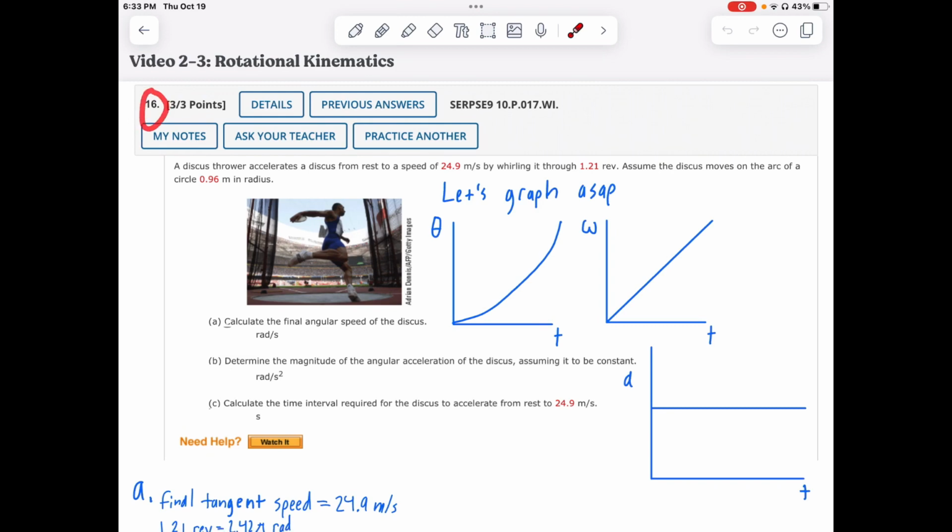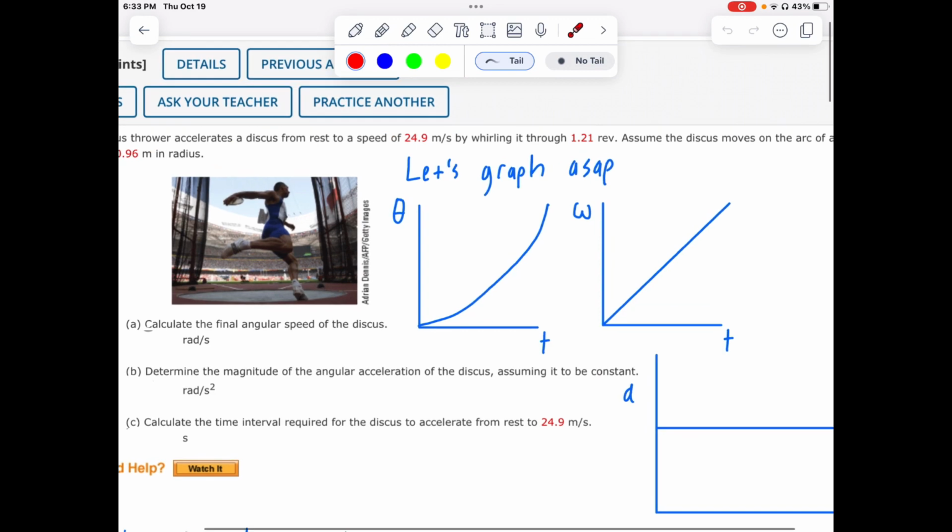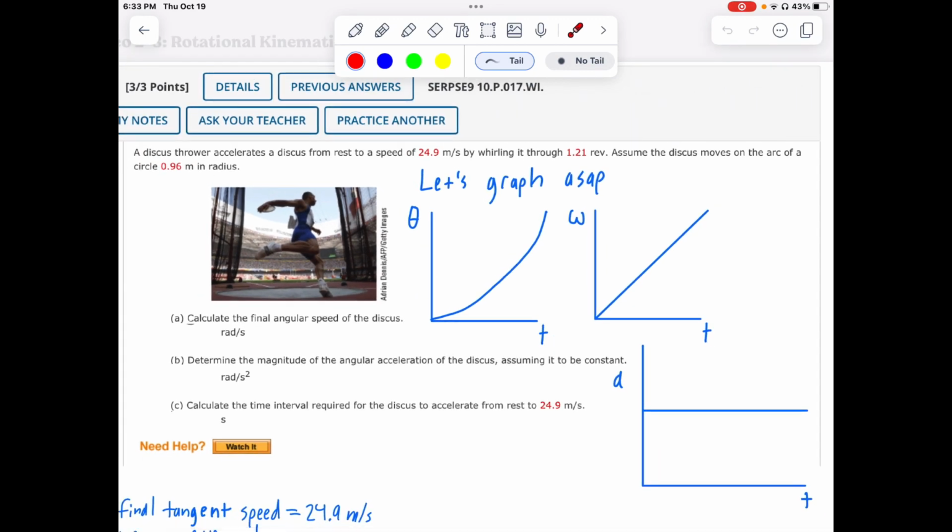I chose problem number 16, and let's get started. So, ignore the graphs for now, and let's just pay attention to the question. A disc thrower accelerates a discus from rest to a speed of 24.9 meters per second by whirling it through 1.21 revolutions. Assume the discus moves in the arc of a circle 0.96 meters in radius.